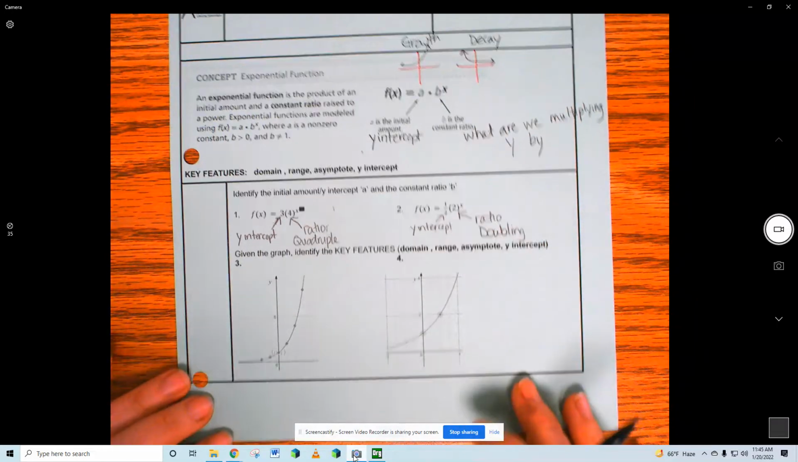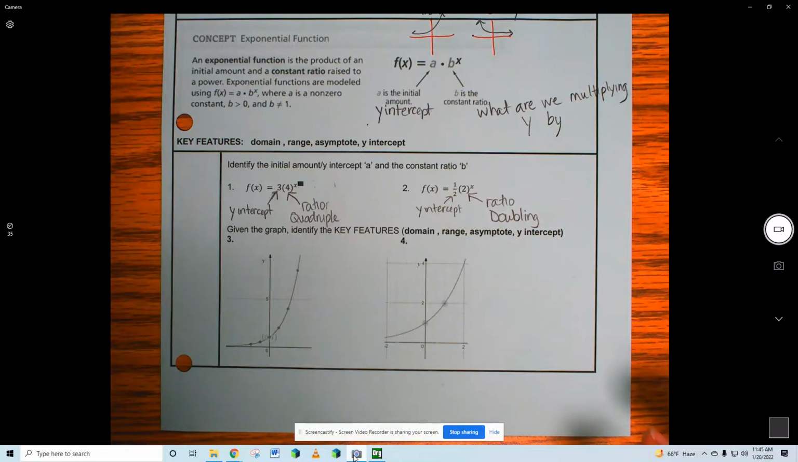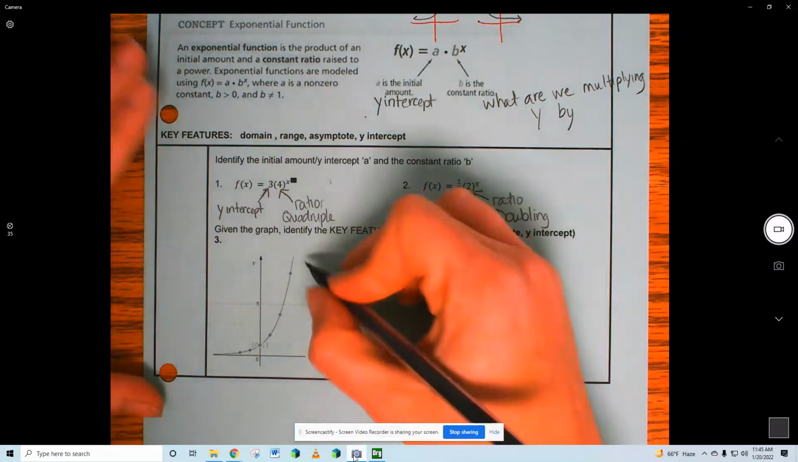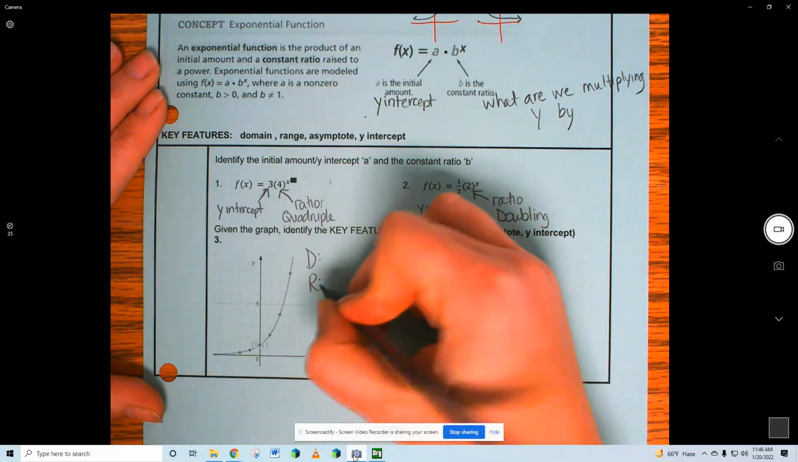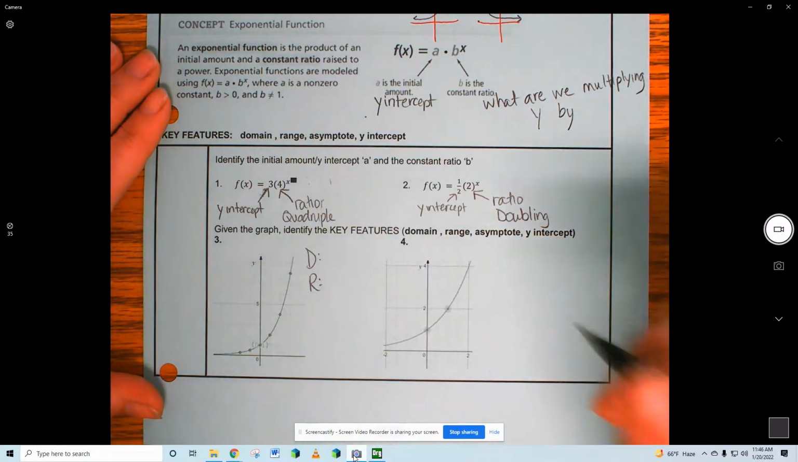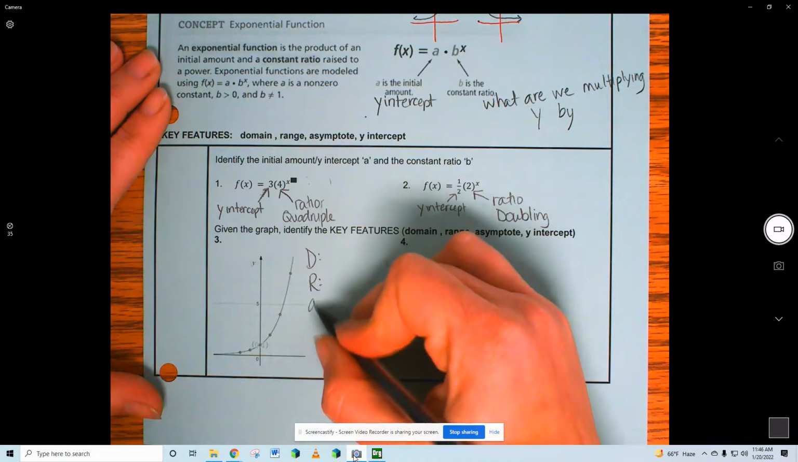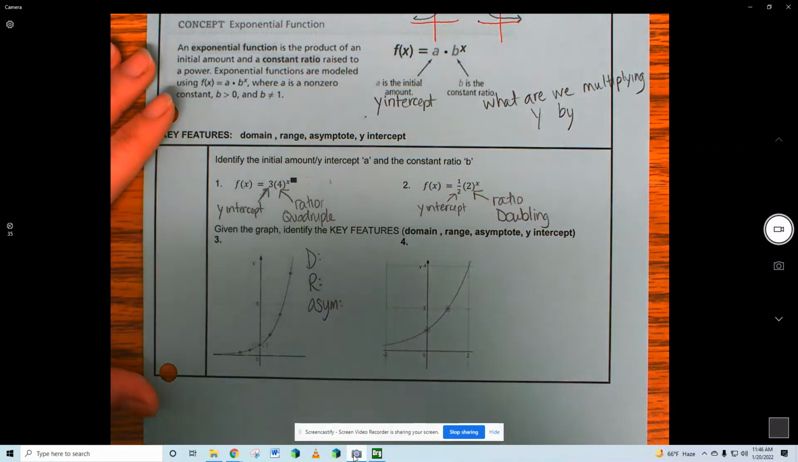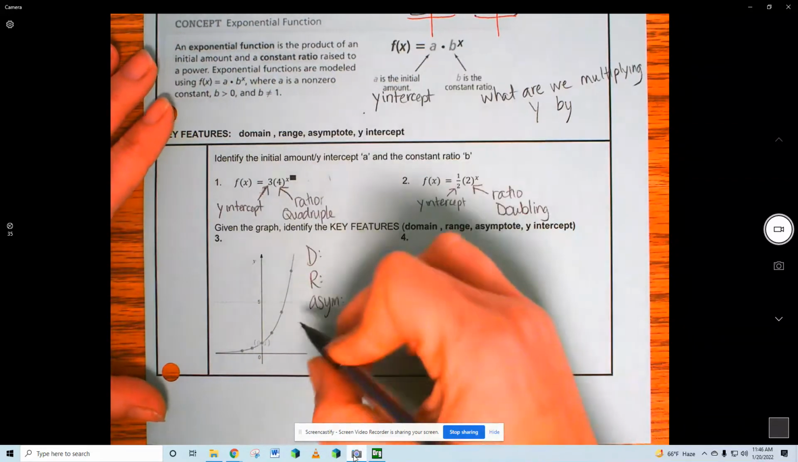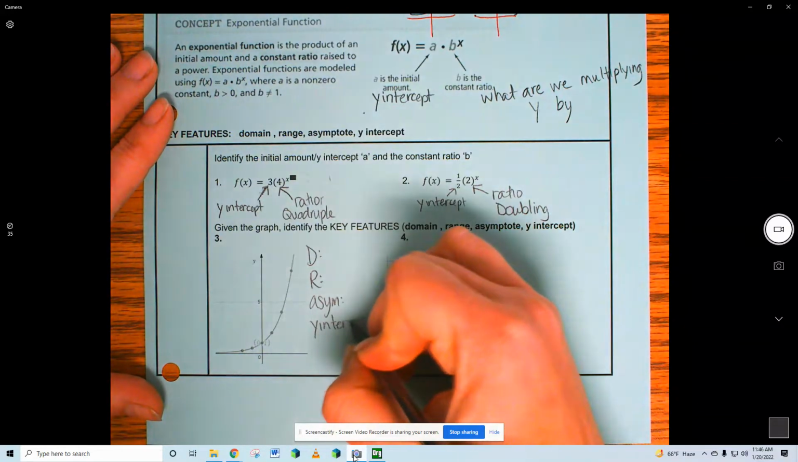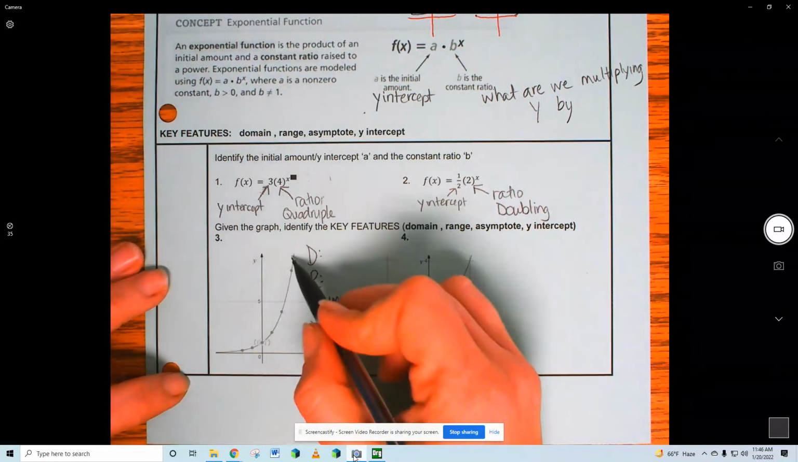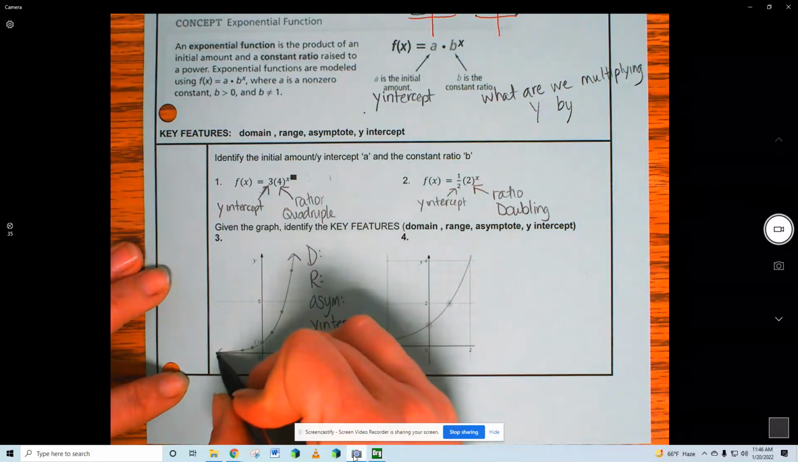All right, number 3 and 4. So my key features are going to be domain, range, which is what we did all yesterday, asymptote, and the y-intercept. Now, asymptote, the line that it gets super close to, but it never touches. The domain. These lines should have arrows on each side. Please draw them.